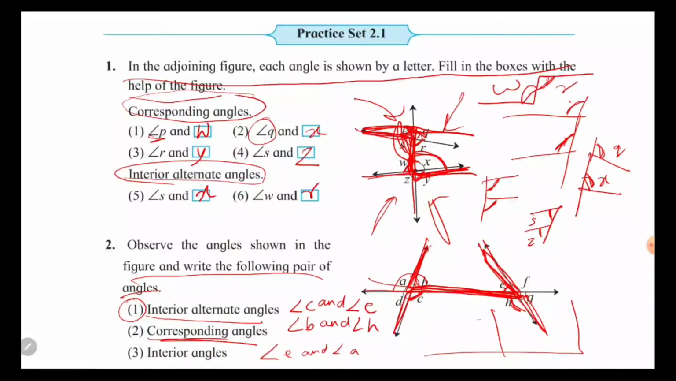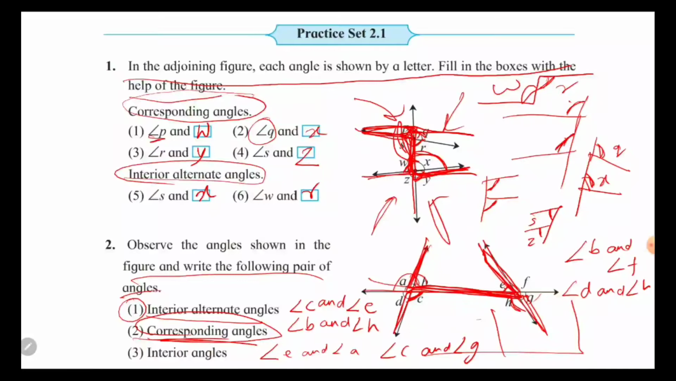Okay, now this one angle C will be corresponding to angle G. So I'll be writing angle C and angle G. Okay, now next is what? Angle B and angle F, and the last one will be angle D and angle H. So these are the answer for corresponding angle.